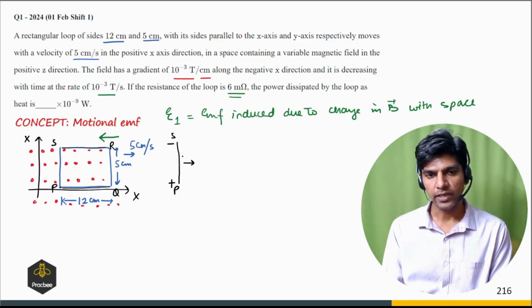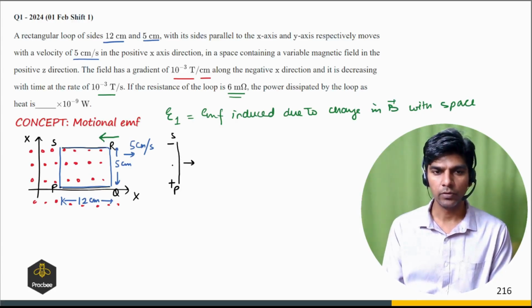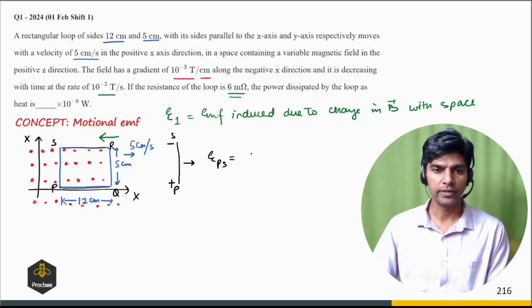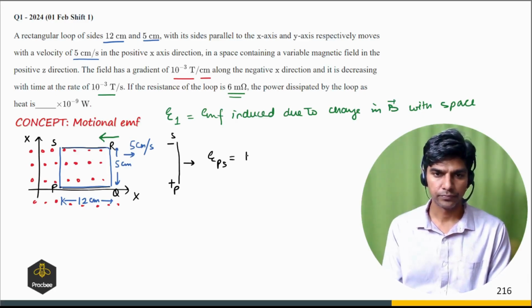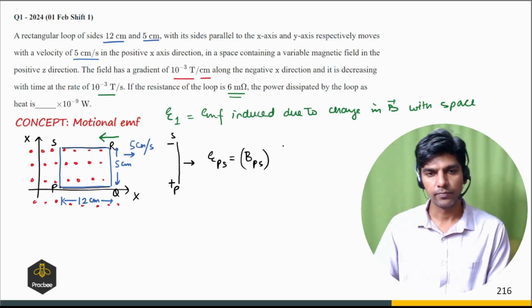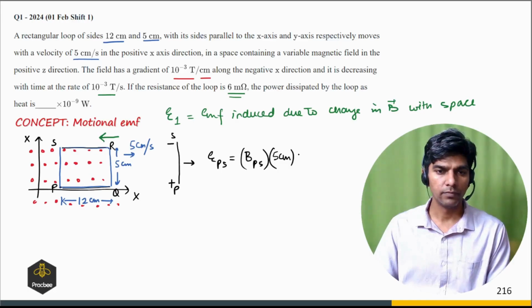Right? So let us say the EMF induced is E1, or in this case EPS. This can be written as the magnetic field at PS times the length, which is given as 5 centimeter, times the velocity, which is 5 centimeter per second.